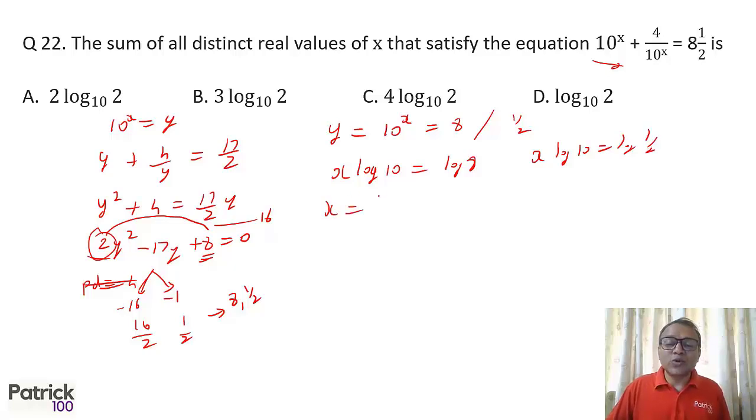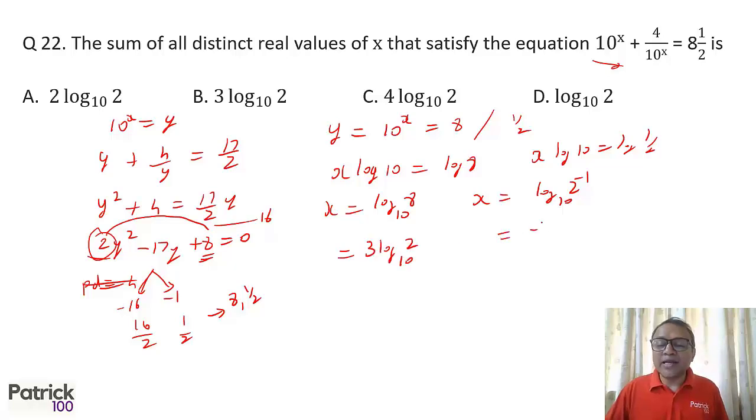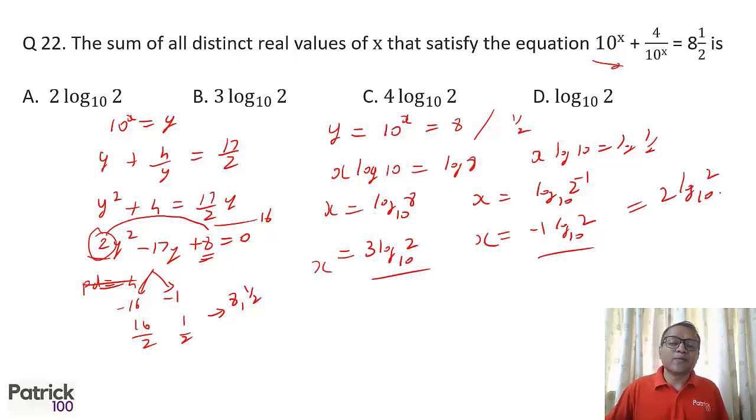So x is equal to log 8 to the base 10, and here x is equal to log half, which is 2 raised to minus 1, to base 10. This becomes 3 log 2 to the base 10, and this becomes minus 1 log 2 to the base 10. Now we want the sum of these two. 3 and minus 1 is 2, so it becomes 2 log 2 to the base 10, which is option A.